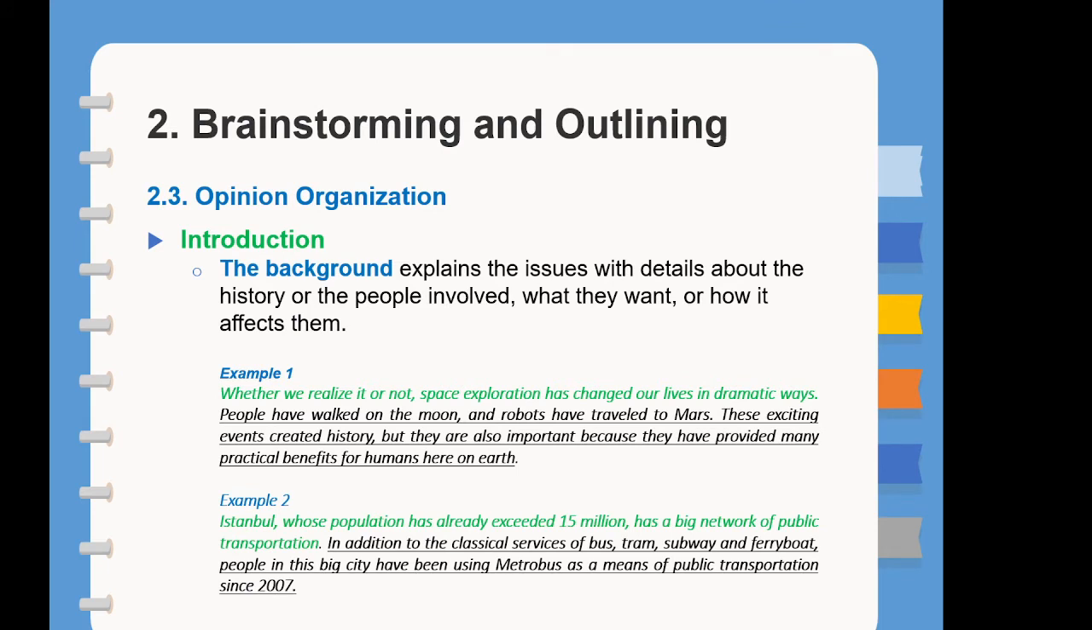Example 2. Istanbul, whose population has already exceeded 15 million, has a big network of public transportation. You see here how it supports the background. In addition to the classical services of bus, tram, subway, and ferry boat, people in this big city have been using metrobus as a means of public transportation since 2007. This is how it supports what a big network of public transportation.